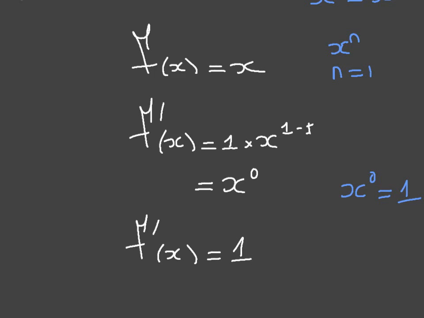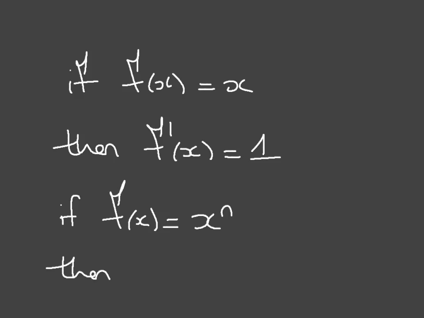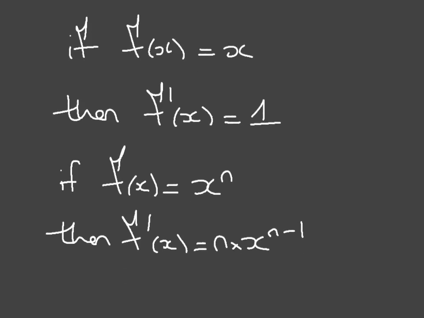In fact, that's really worth remembering, making this a sort of special case. So let's go ahead and write that. If f of x is equal to x, then f dash of x is equal to 1. Do remember that. And more generally, just remember that the power rule tells us that if f of x equals x to the power of n, then f dash of x is equal to n times x to the power of n minus 1. And there you have it. We just learned how to differentiate functions using the power rule.